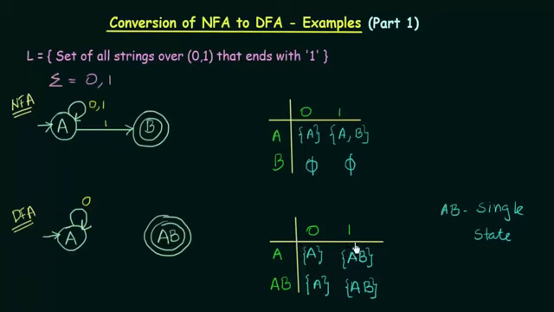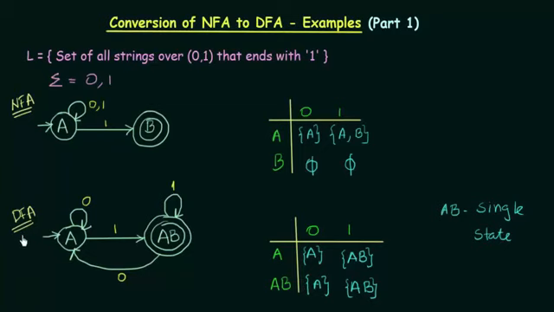And then A on getting input 1, where does it go? It goes to AB. And AB on getting input 0, where does it go? It goes to A. AB on getting input 0 goes to state A. And AB on getting input 1, where does it go? It stays in AB itself.